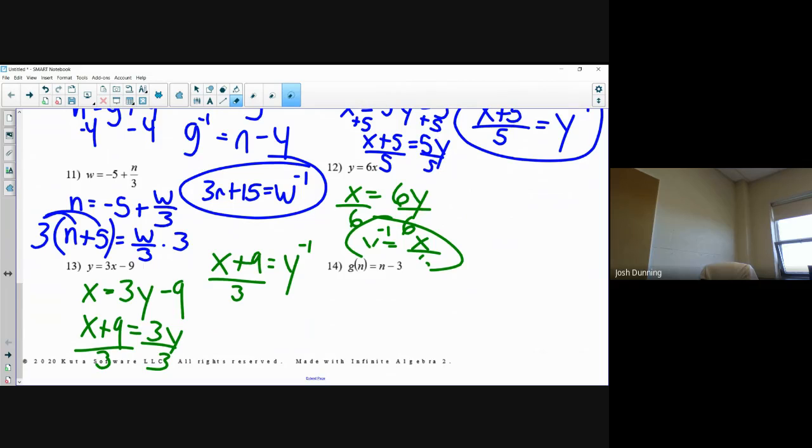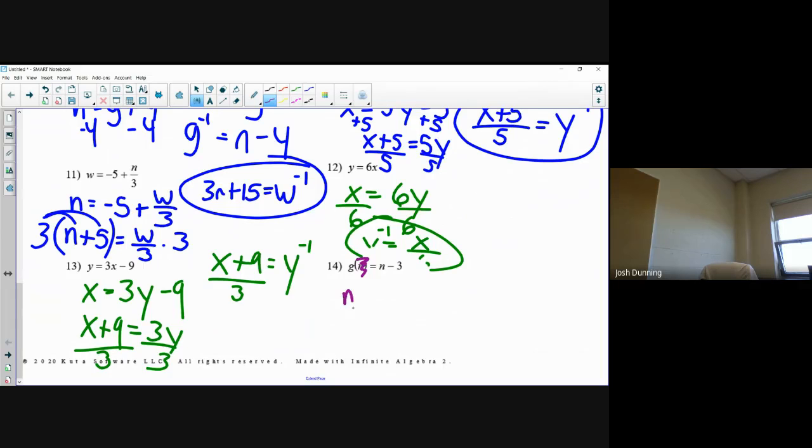Now, 14, the only point on 14 has the g of n part. If it is written in function notation, just forget about the of n part for now. Don't worry about it. We'll tack that back on at the end. So if it's in function notation, forget about the function notation. Drop the of n or of x or of whatever part.